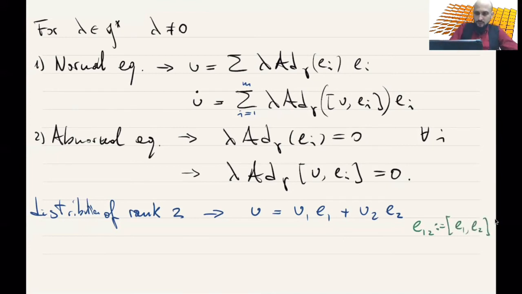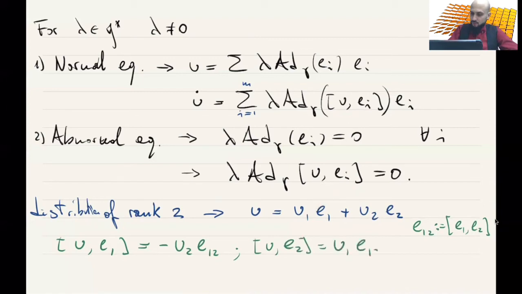Now, what is therefore the bracket between u and e1? I have to calculate this kind of brackets, okay? So between u and e1, this goes away. Now we have [e2, e1], so it's minus e12 times u2. So it's minus u2 e12. And the bracket between u and e2, this is simply u1 e12.